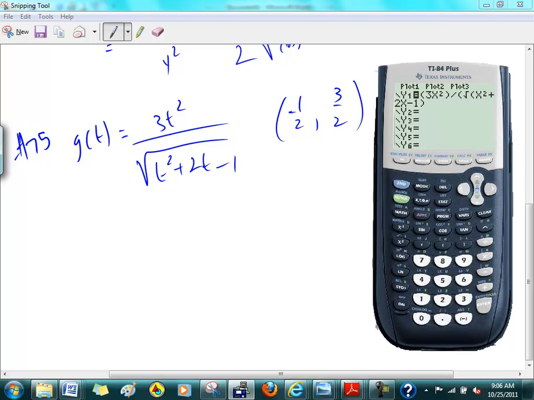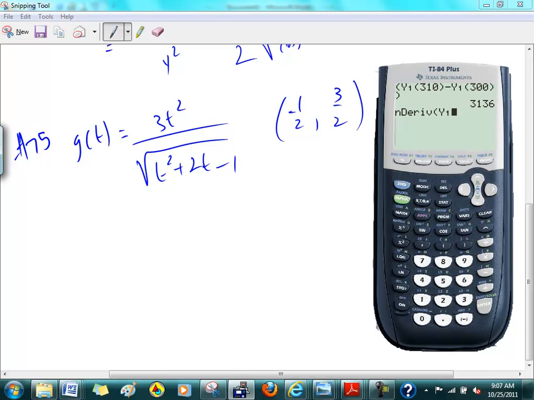And then in order to get the derivative, you're going to go to math number 8 and derive. It's the variable y1, comma the variable that's in y1, which is x, and the x value at which you want the derivative. What's the x value at which you want the derivative? Is it negative 1/2 or positive 1/2? This is a 1/2.